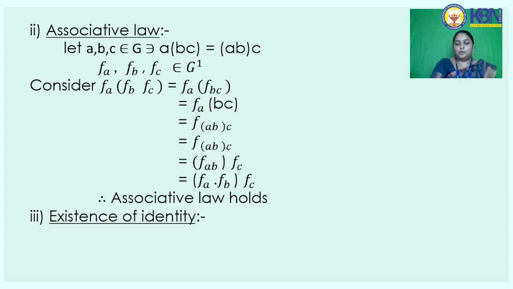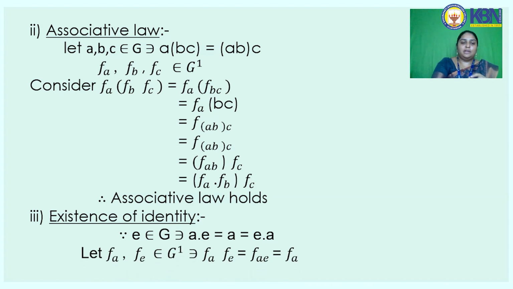And the third property is existence of identity. Since G is a group, we know that in that set it satisfies the existence of identity. We have an element e. That can be written as, for every a belongs to G, there exists an identity element e belongs to G such that a into e is equal to e into a.